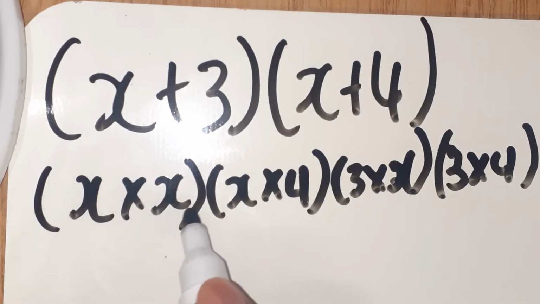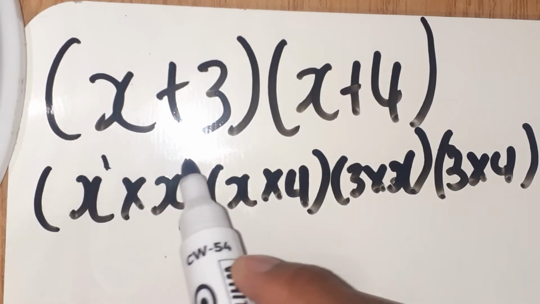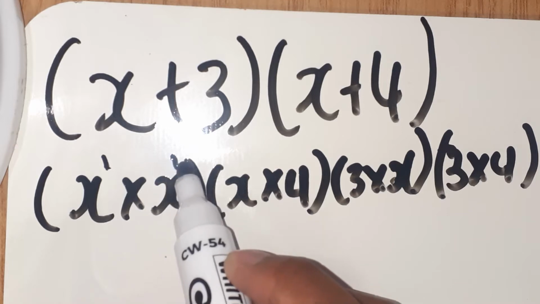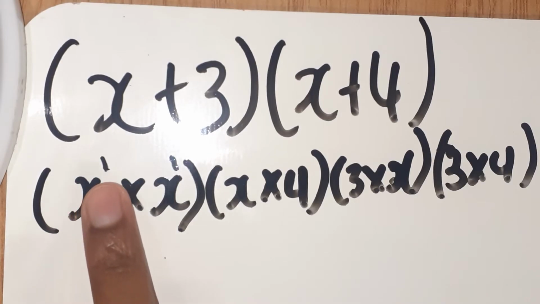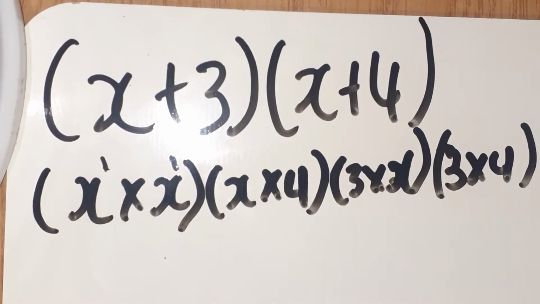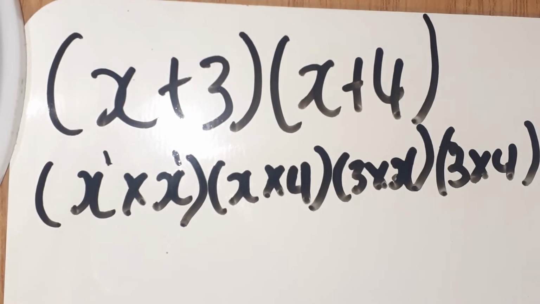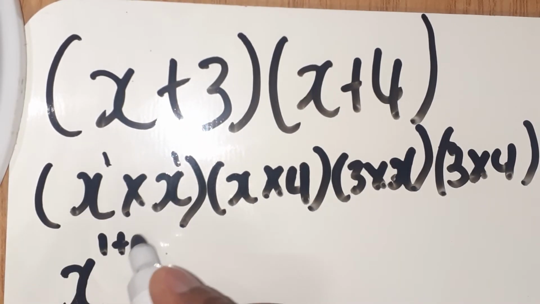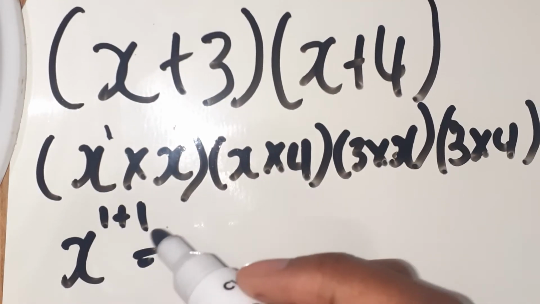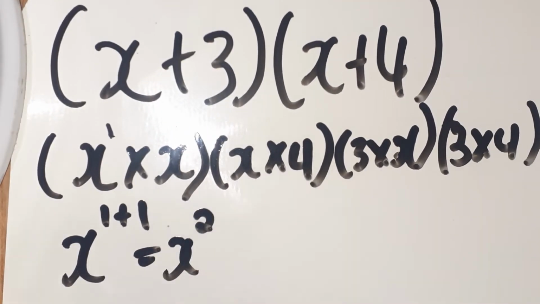So x times x, remember the exponent here is 1, the power is 1. The exponential rule says if the bases are the same, we add the exponents. So that will be x to the power of 1 plus 1, and that will be x squared. So that is where x squared is coming from.